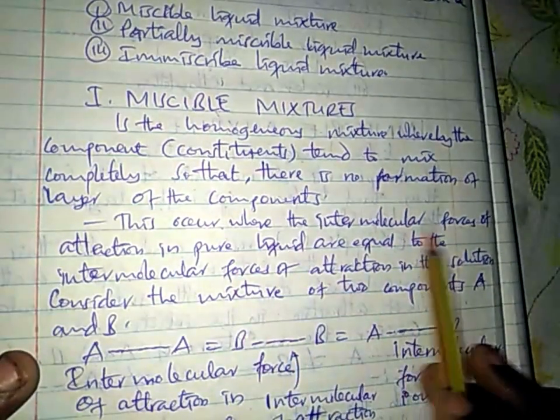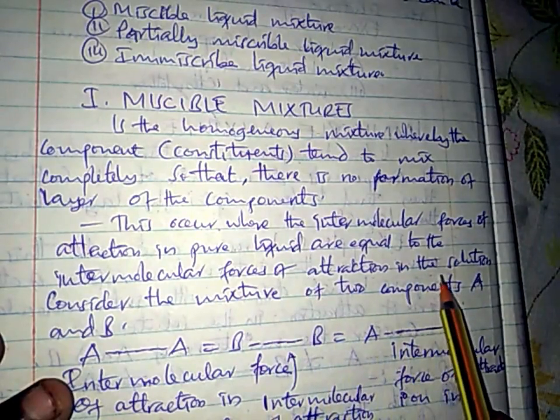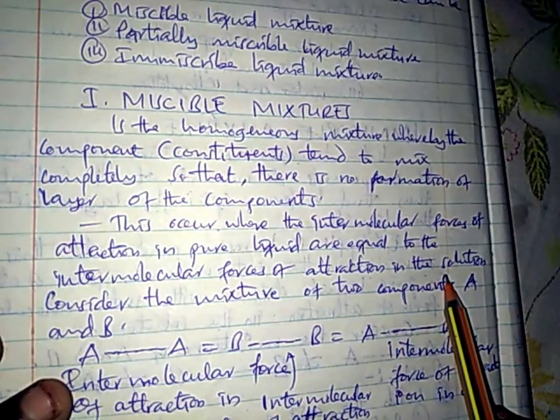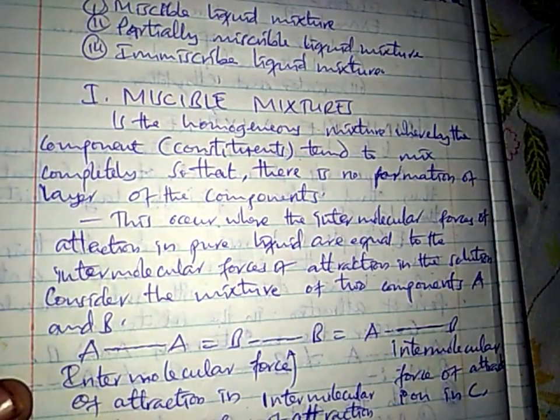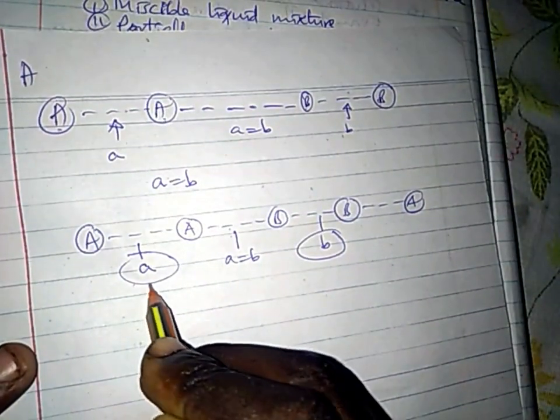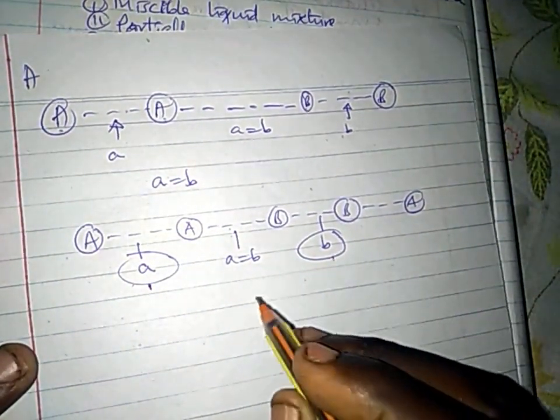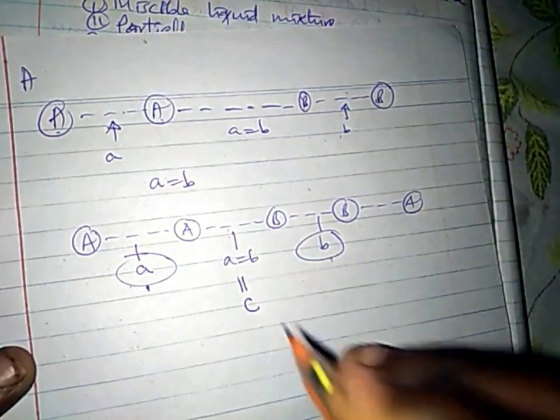What I am saying is that this occurs where the intermolecular force of attraction in pure liquids is equal to the intermolecular force of attraction in the solution. So the intermolecular force of attraction in A and in B are equal, and they also result in an equal intermolecular force of attraction C in the solution.